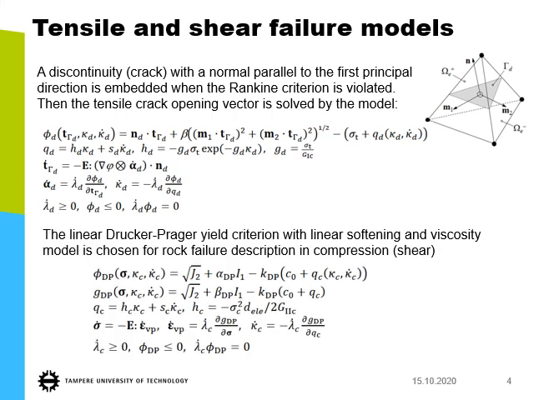And here, a Drucker-Prager yield criterion with linear softening and a viscosity model is chosen for rock failure description in compression, or shear. So it means that the tensile fracture is governed by the displacement plane, and it's this local plane here inside the element, but then the shear fracture is modeled like a bulk behavior. The material outside the crack deforms plastically and accounts for the shear failure.